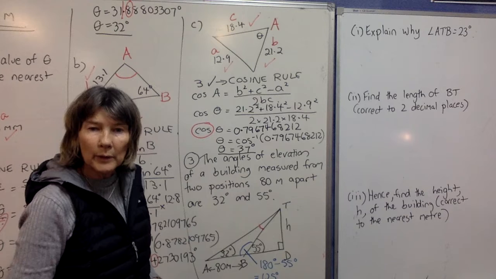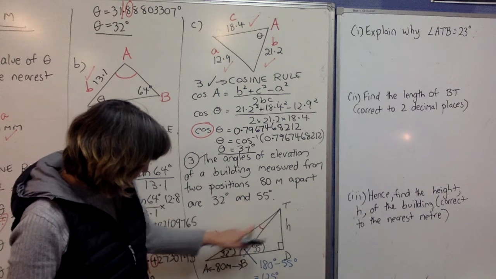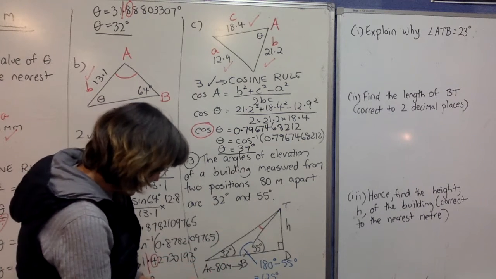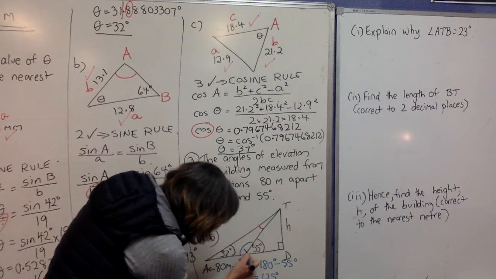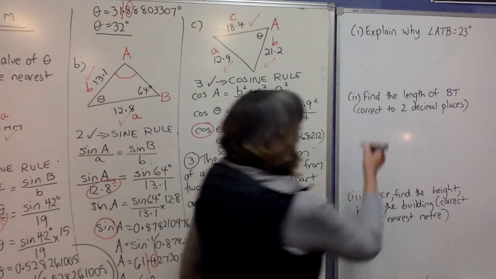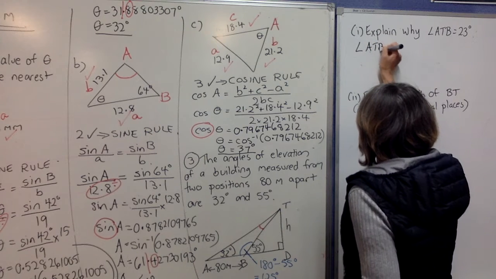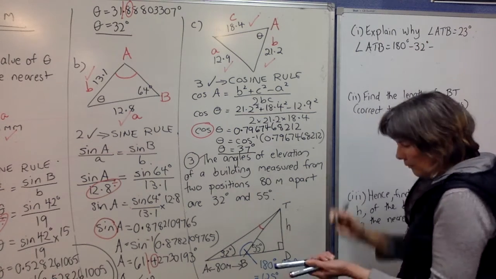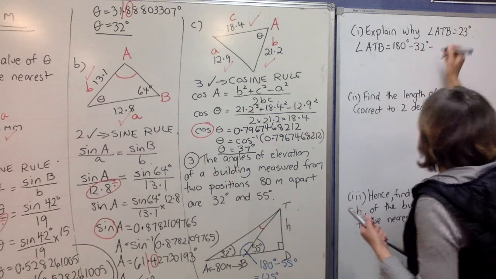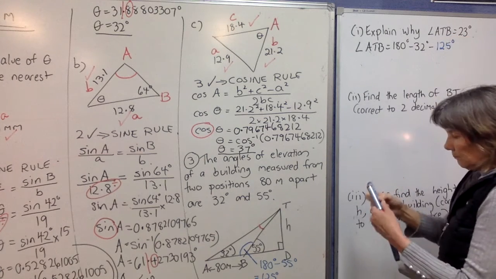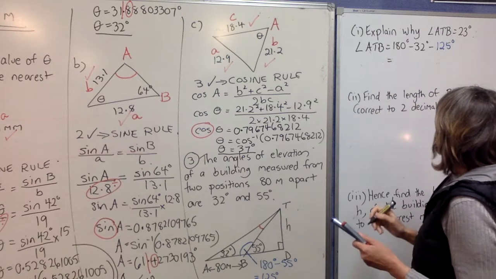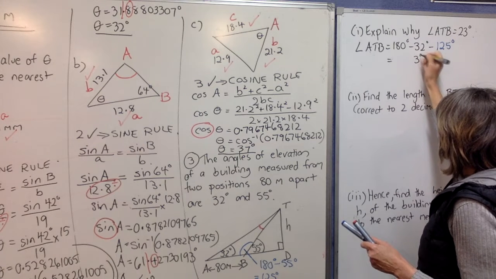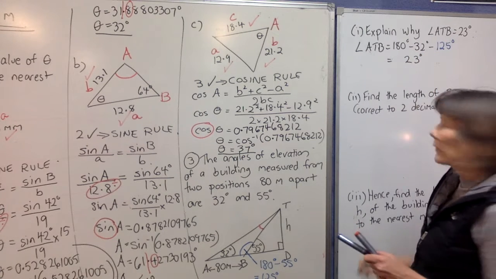So how are we going to find that little red one? Well, if you just look at this triangle here, these angles in this triangle have to add up to 180. And I've got two of them already now. So I'm just going to start with the 180 and take off the two angles I do know. Okay, so angle ATB will equal 180, take off the 32 and take off the blue angle that I just found, the 125. So if you just get your calculator and work that out, what are we going to end up with? 23 degrees, which is what they wanted.